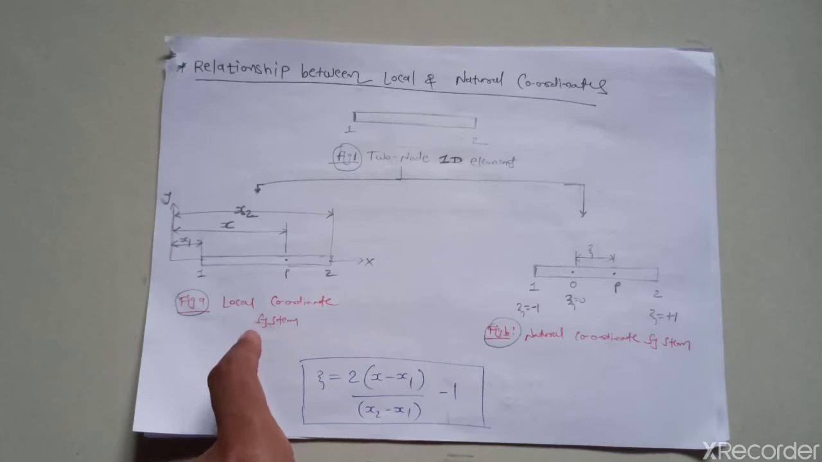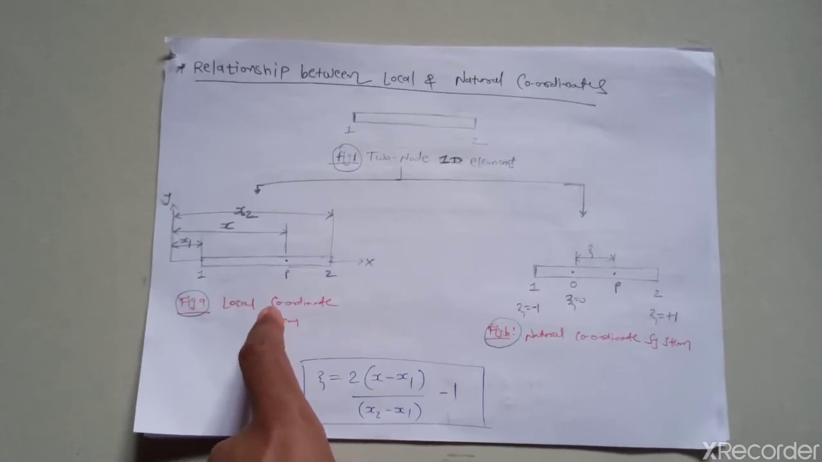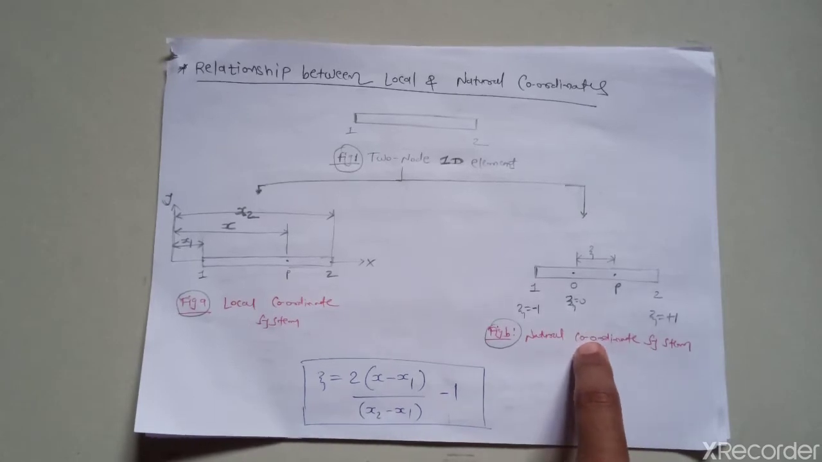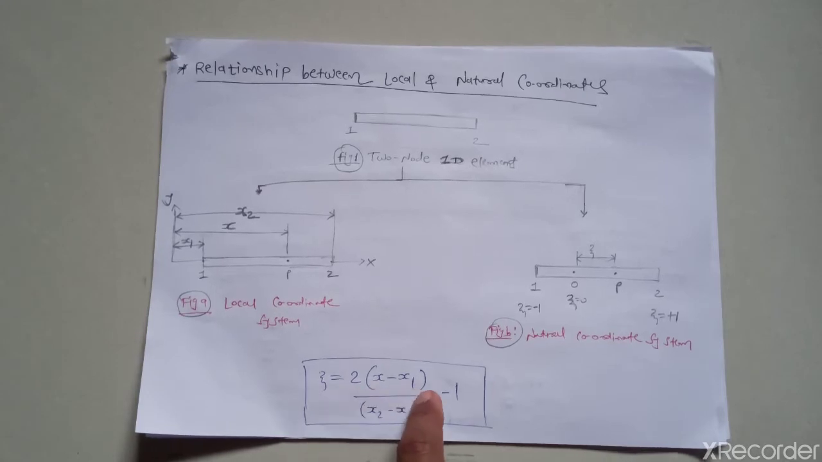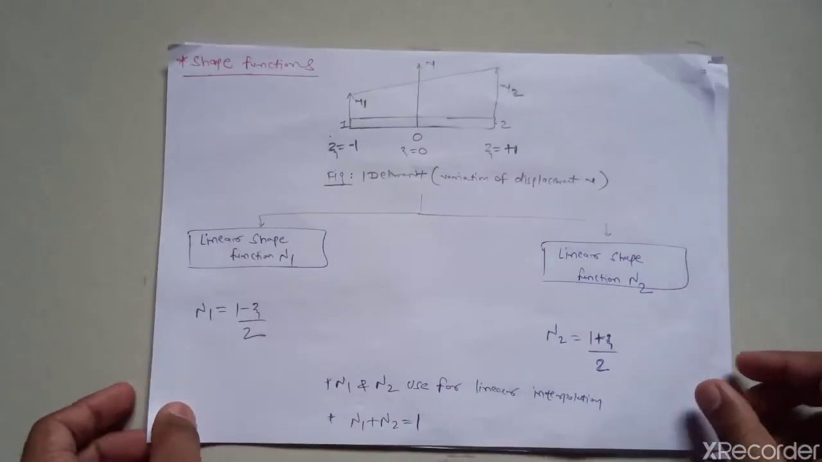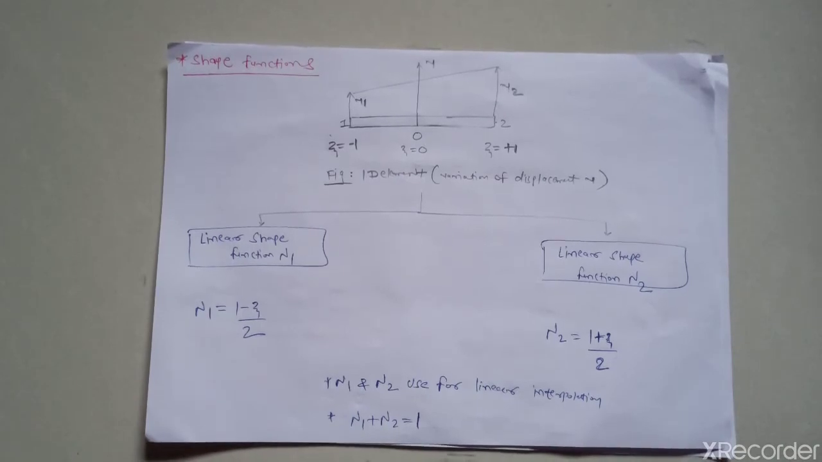Now if we find the relationship between the local coordinate system and the natural coordinate system, it is given by this equation: eta is equal to 2x minus x1 divided by x2 minus x1, minus 1. Next we discuss shape functions.